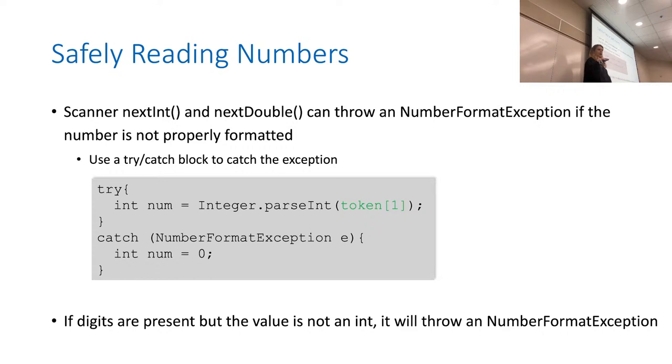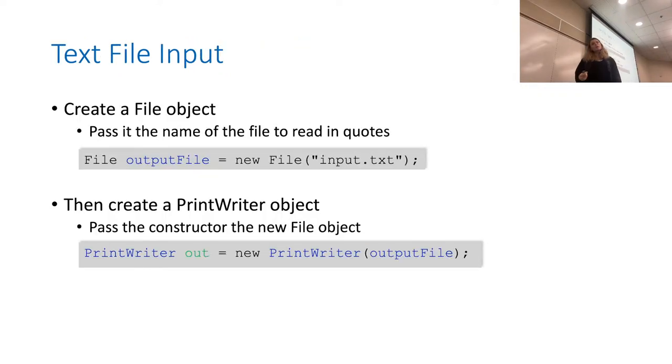Okay. So this is a two-way street, right? We're reading in data, sure, but what if we want to go the other direction? Unfortunately, if we want to write data out to a file, we're going to need to learn a new object. It's called the PrintWriter object, and it takes in a file. That's the file you're going to write data out to, and you create it all the same. But we've never seen PrintWriter before, but I lied.